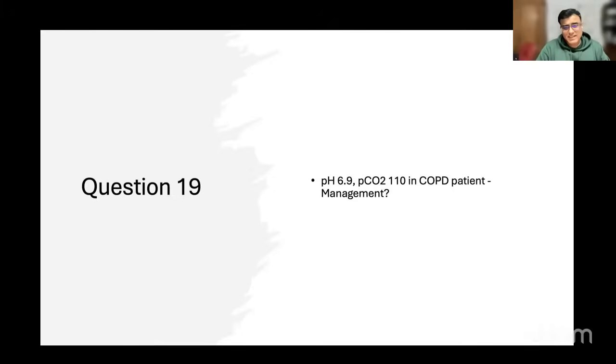So there was another question where the pH was very low, like 6.9, with PCO2 110, 120 in a COPD patient. What would have been the management? Probably NIV and ventilation both would have been the options to confuse you, right? Usually for all COPD patients with hypercapnic respiratory failure, the preferred line of management is non-invasive ventilation, even if they are a little bit dull.